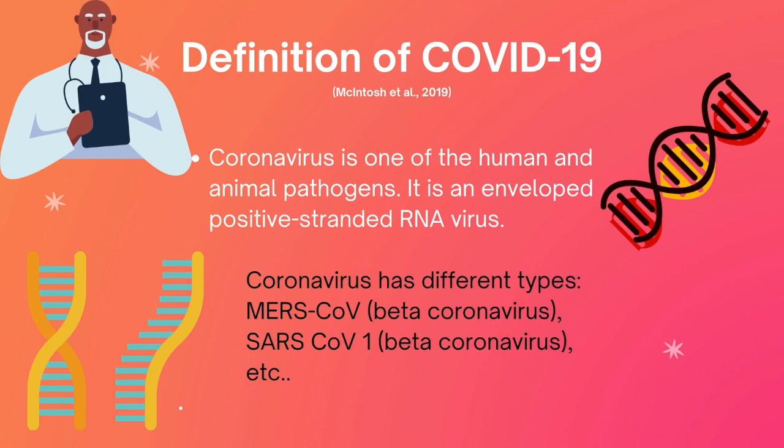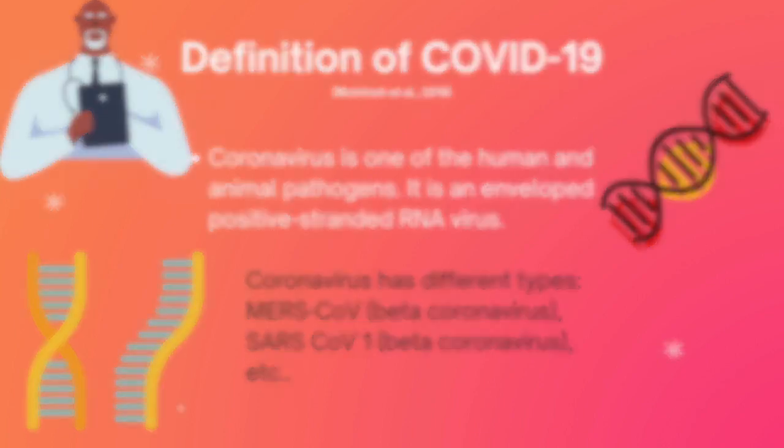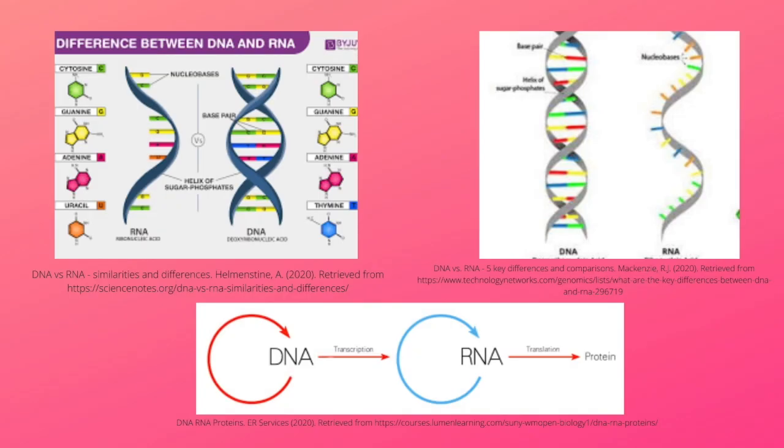So coronavirus is one of the human and animal pathogens that is an enveloped positive-stranded RNA virus. It has different types. Some of them are MERS-CoV and SARS-CoV-1, which are beta coronaviruses, the same as COVID-19. For familiarity purposes, RNA, which stands for ribonucleic acid, acts as a messenger.